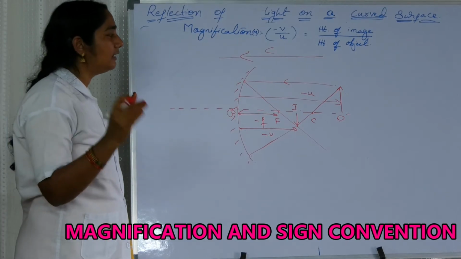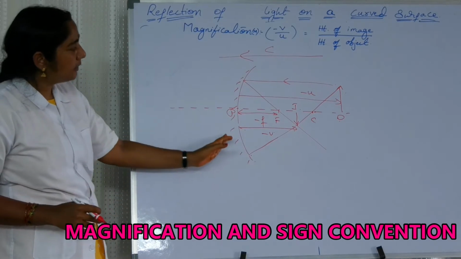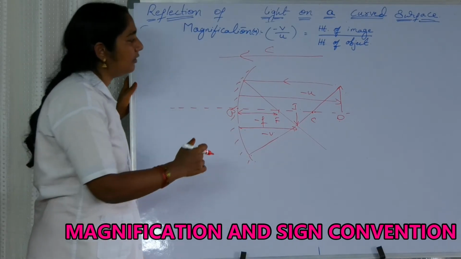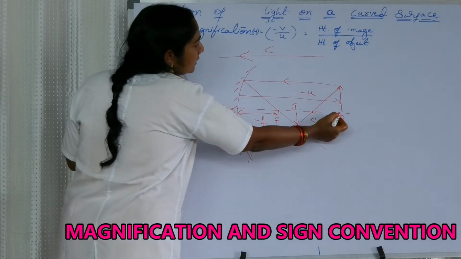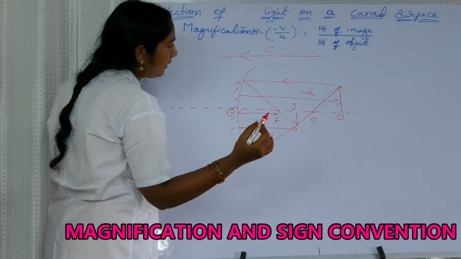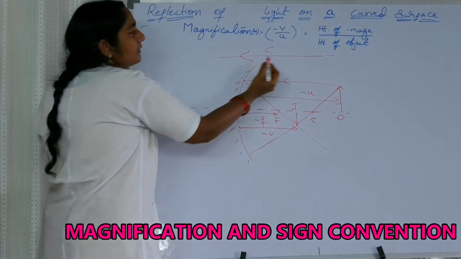So my dear friends, let us take a particular case of a concave mirror. In this case, as you have already been seeing, this is the principal focus, this is the center of curvature, and the object is placed at this point. Now, this is the direction in which the light is coming. This is the direction of light.